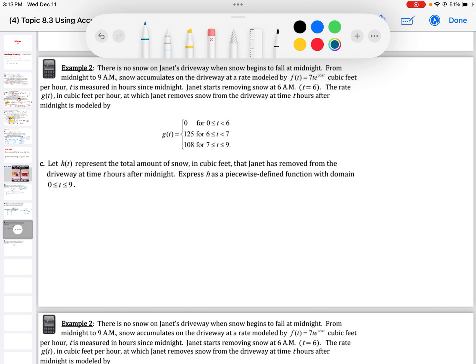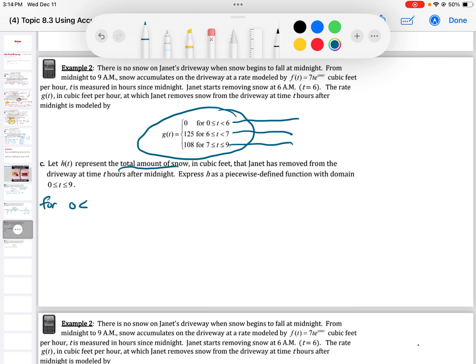Anyways, what are we doing? The snow is being removed from the driveway after midnight. Express h as a piecewise defined function. Okay, so we're trying to find h of t, the total amount of snow. This is rates, right? The rate that she's removing it, we want to find total amounts. And it's going to be different for each little section because she's removing it at different rates for those sections.